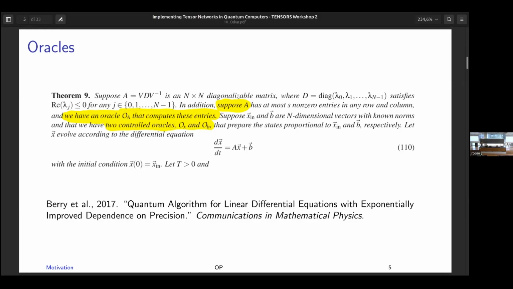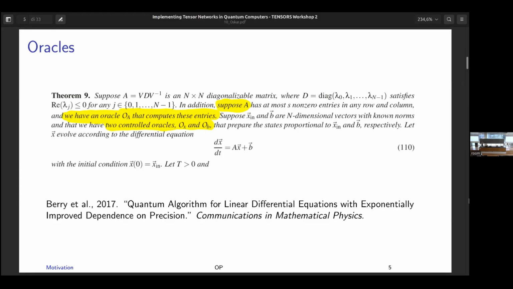They write: suppose A is the discretized differential operator of our differential equation, and we have an oracle OA that computes these entries. So this oracle actually implements this matrix on the quantum device, and also two controlled oracles, OX and OB, that implement the initial state and the forcing term. But the problem is these oracles don't exist, and we need to find a way to actually implement them.